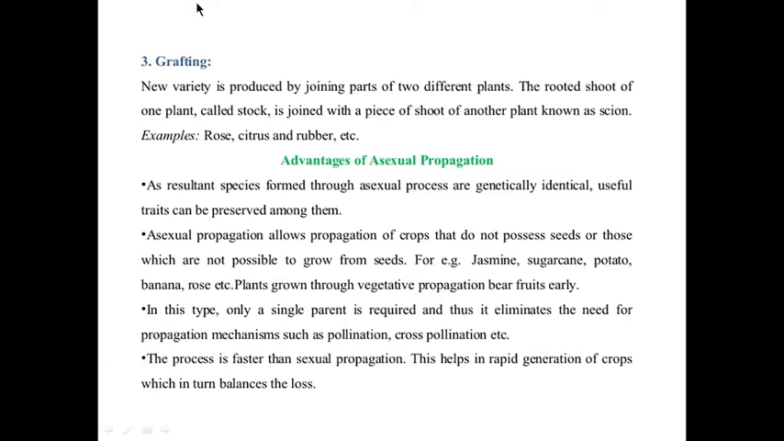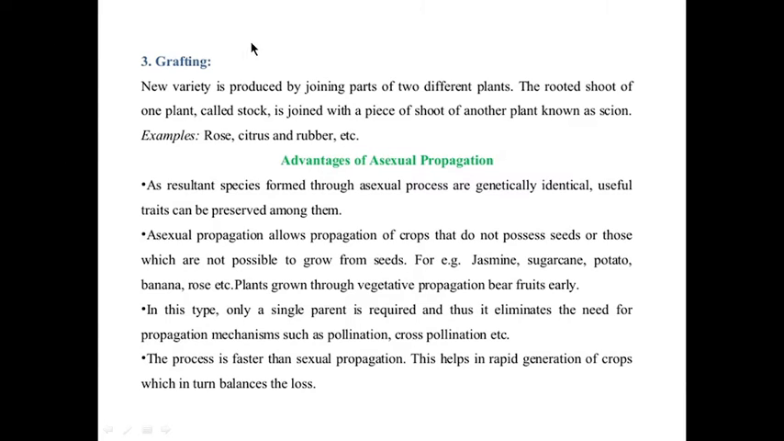After that, the next method is grafting. A new variety is produced by joining parts of two different plants. The rooted shoot of one plant, called the stock, is joined with a piece of shoot of another plant known as the scion. Examples are rose, citrus or rubber.